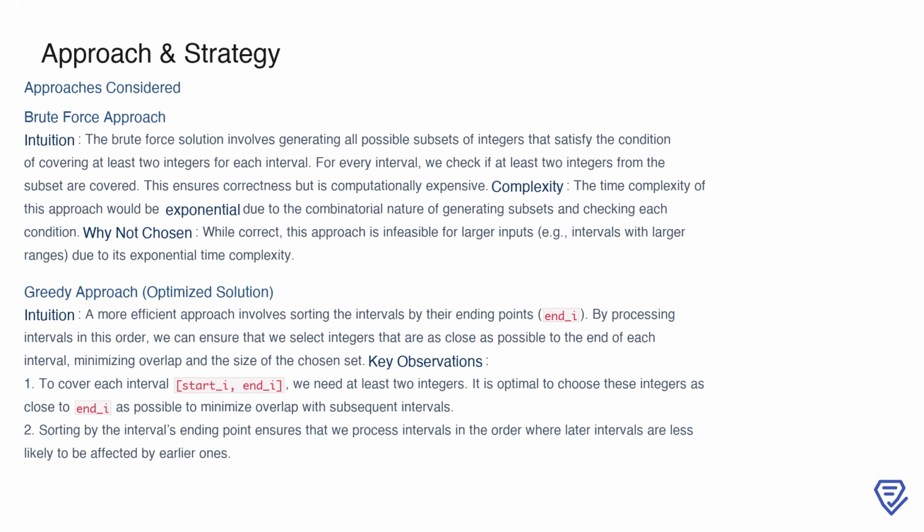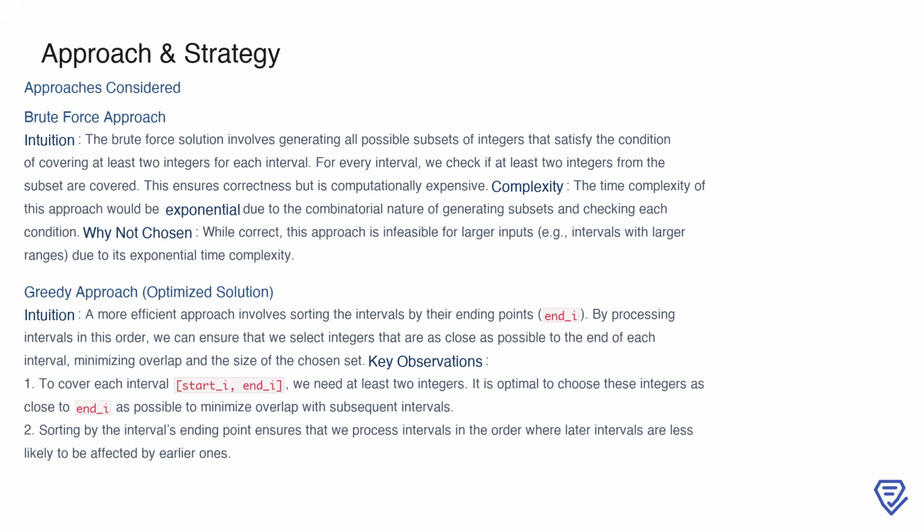Alternatively, we have the greedy approach, which is a more efficient and scalable solution. The key idea here is to sort the intervals by their ending points. By processing intervals in this order, we can carefully choose integers that are as close as possible to the end of each interval. This minimizes overlap between the intervals and reduces the size of the set we select.